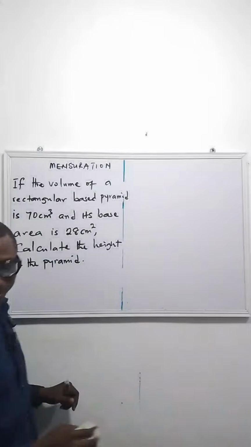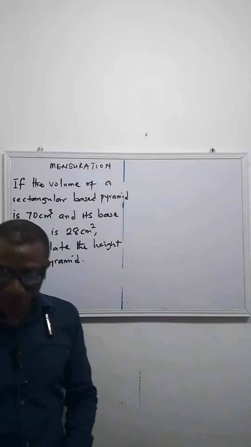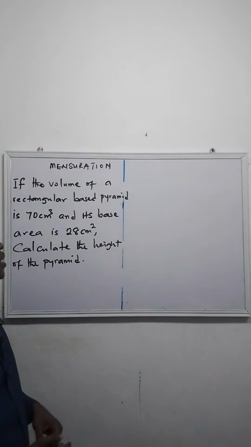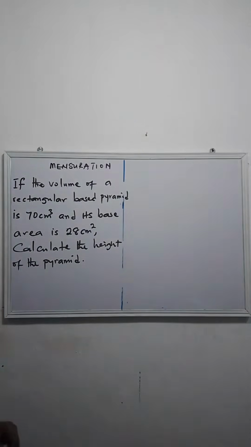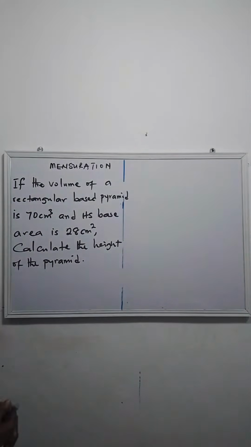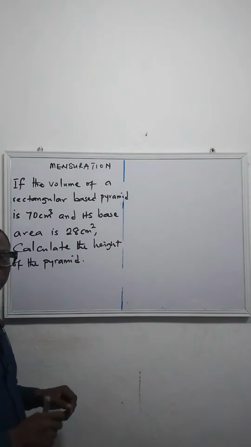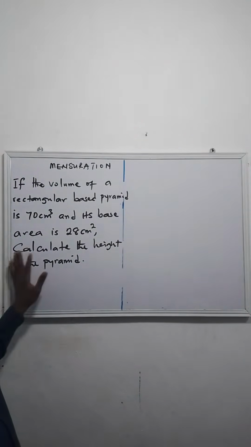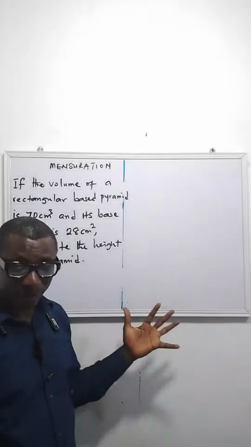All right. This is another question on the pyramid. Okay, so let's look at it. Now, if the volume of a rectangular based pyramid is 70 centimeter cube and its base area is 28 centimeters square. Now you have to calculate the height of the pyramid. So it's a very simple question.